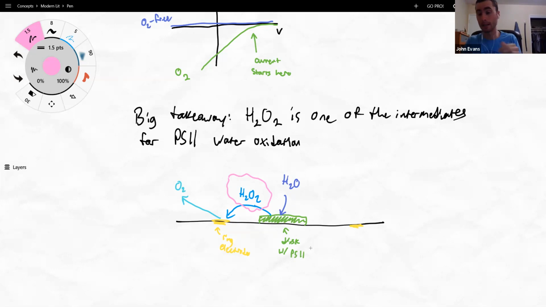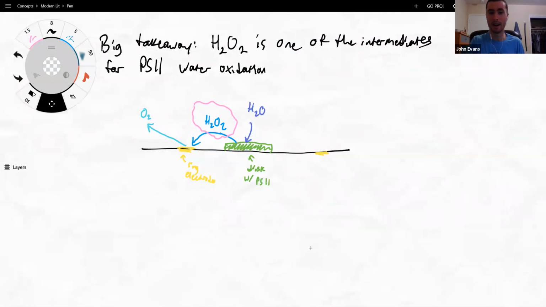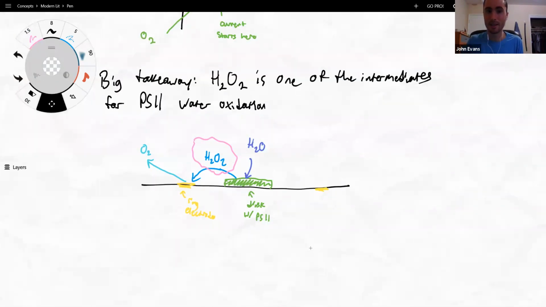And the hydrogen peroxide reaction at the ring electrode is very well known, and you can do sweeps and things to figure out exactly what the identity of this chemical is. That's what they did. They figured out that, oh, we're seeing this other chemical coming out here, and that other chemical is the hydrogen peroxide, and that is what ends up going to the oxygen later on. So that's the big takeaway here: hydrogen peroxide is one of the intermediates in photosystem 2 water oxidation, and you can use photoelectrochemistry to figure that out.